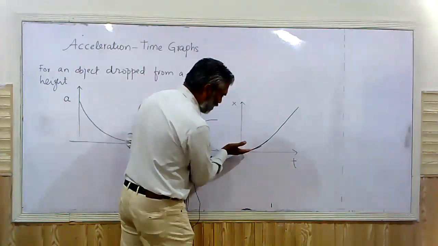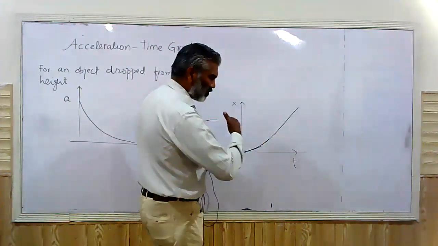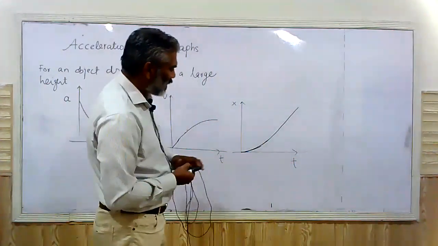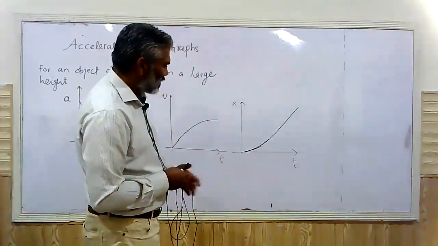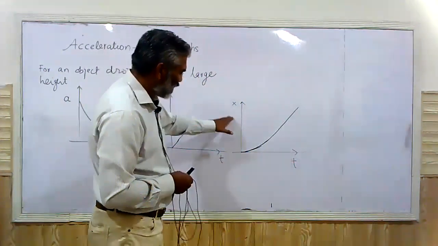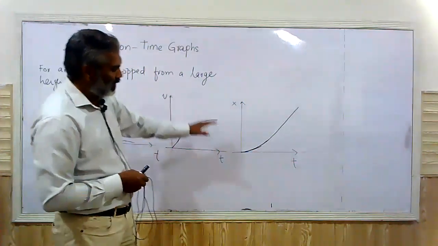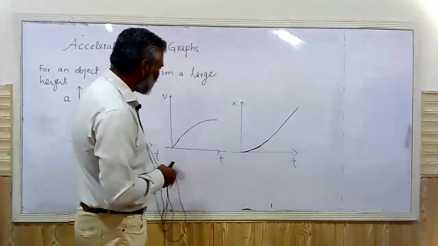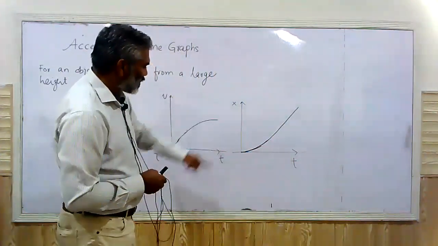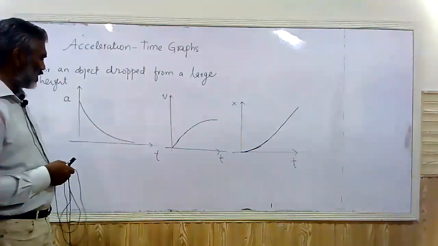In the beginning it will be a significant curve, and then that curve will become gradually straightened and ultimately a straight line. So generally this is the shape of the graph for displacement time graph if an object is dropped from a very large height. So this part is significant because this means the object starts falling with a constant velocity moments after it is dropped.